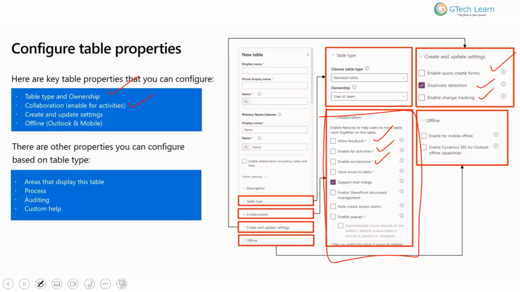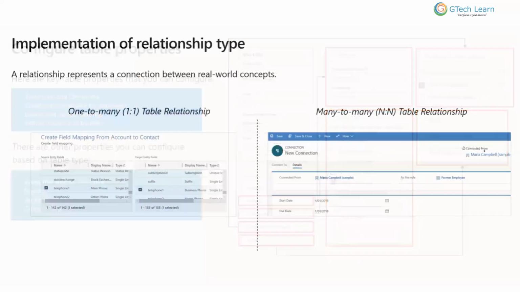Other than that, you can also go and have some tables configured for offline working. If you want to allow your user to work with some database or some tables in offline mode without having connectivity to the internet, you can enable it for mobile offline as well. You can also enable the Dynamics 365 capability for online working with Outlook. So these two options are going to be available for the offline mode as well.